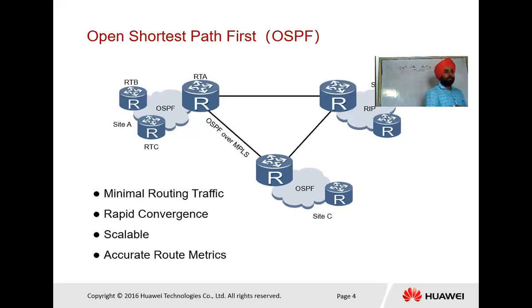The second feature of OSPF is rapid convergence. In that case, there is no timer, and it finds the shortest path without any delay. It means no delay is there in the case of OSPF. But in the case of RIP, there is delay.